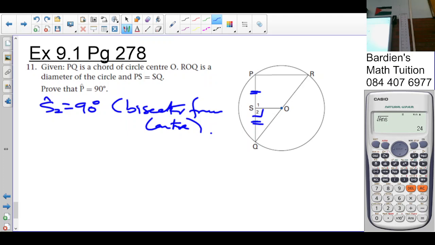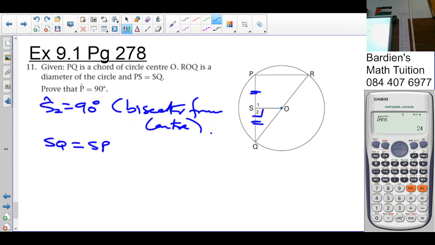So if that's 90, now what? So if we can prove that SO is parallel to PR, then corresponding angles. Not so? But can we just say it's parallel? No, we must prove the midpoint theorem we can work with. So for the midpoint theorem, it must be the two centers that are connected. So we say that SQ is equal to SP.